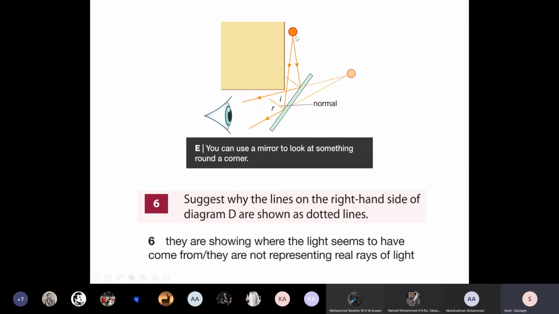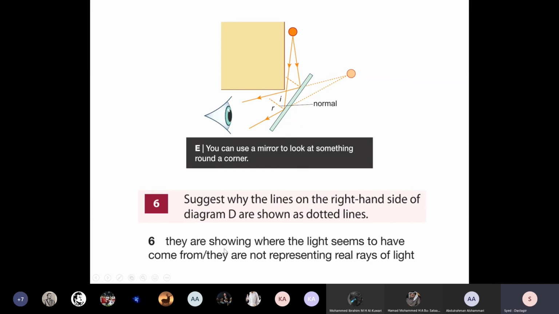The other end of the object reflects into your eye as well. You can see this is the normal, this is the incident, and this is also the reflected ray.